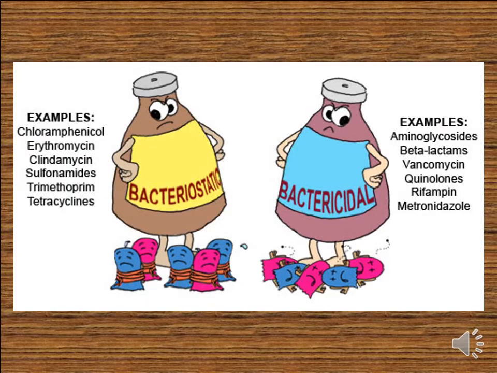This figure shows examples of bacteriostatic and bactericidal drugs. Examples of bacteriostatic drugs are chloramphenicol, erythromycin, clindamycin, sulfonamide, trimethoprim, and tetracycline. Bactericidal examples are aminoglycosides, beta-lactams like penicillin and its derivatives, vancomycin, quinolones, rifampicin, and metronidazole, which act as bactericidal.